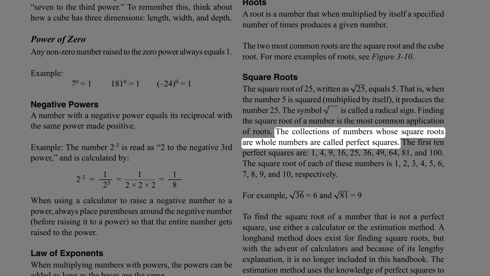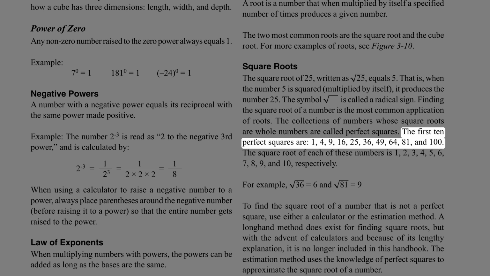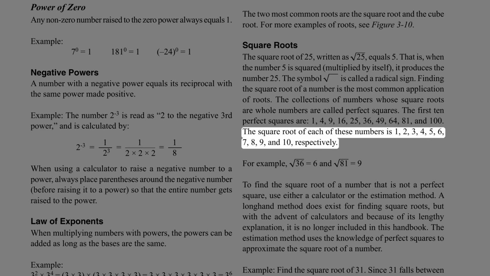The collections of numbers whose square roots are whole numbers are called perfect squares. The first 10 perfect squares are 1, 4, 9, 16, 25, 36, 49, 64, 81, and 100. The square root of each of these numbers is 1, 2, 3, 4, 5, 6, 7, 8, 9, and 10, respectively.